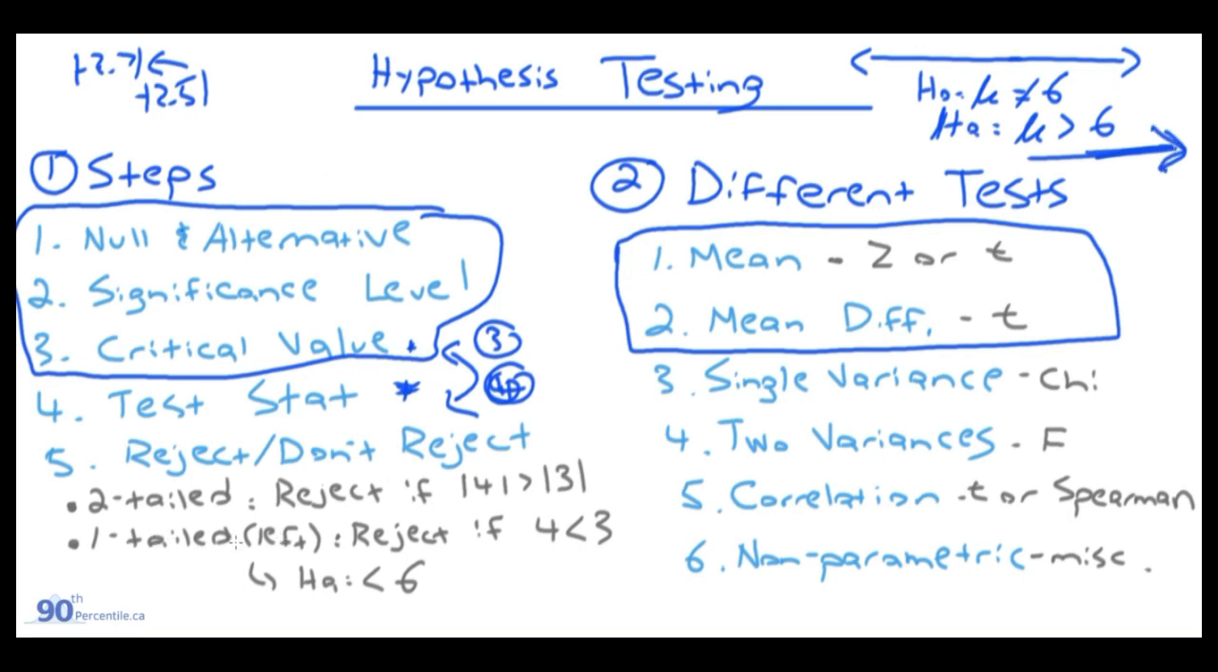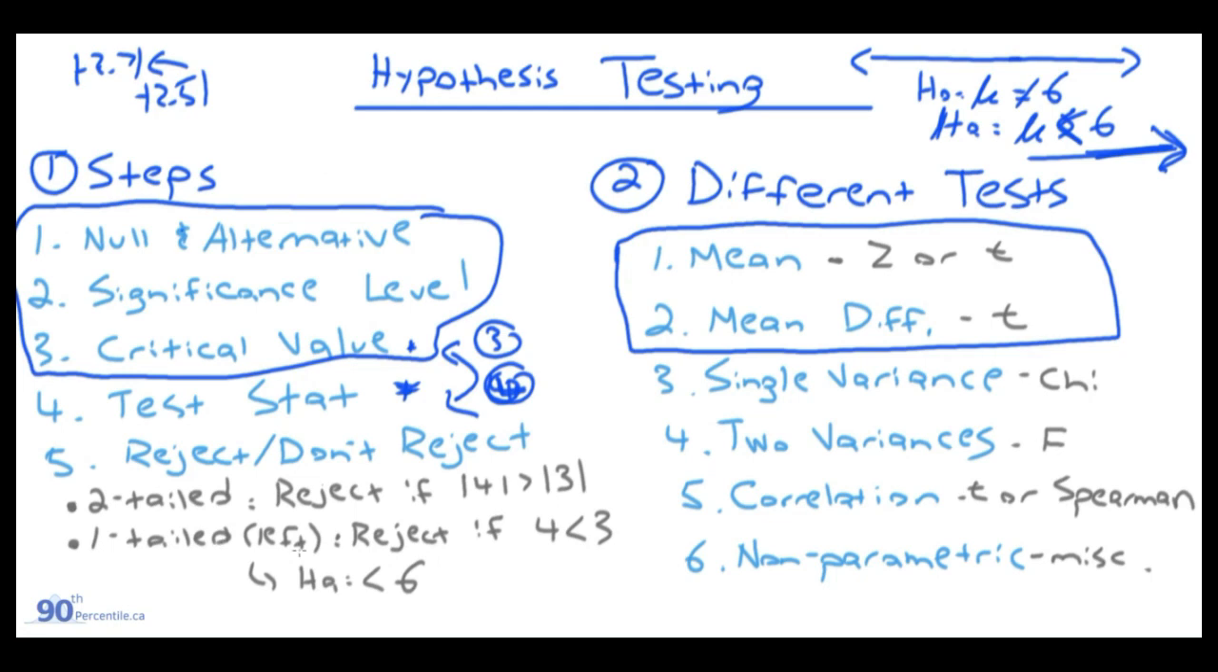And in the case of a one-tailed test, if we use the example of a left test, which is a little bit different than this, so we're just worried about the alternative being less than, you're going to reject the null if your test stat in step 4 is less than your critical value in step 3.